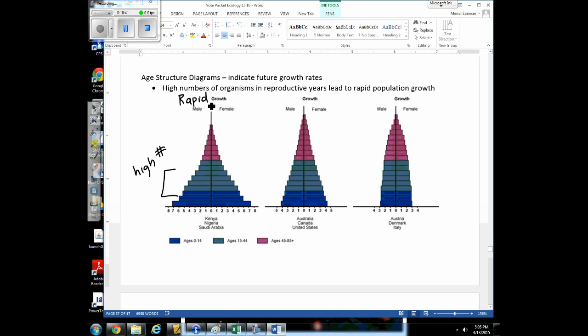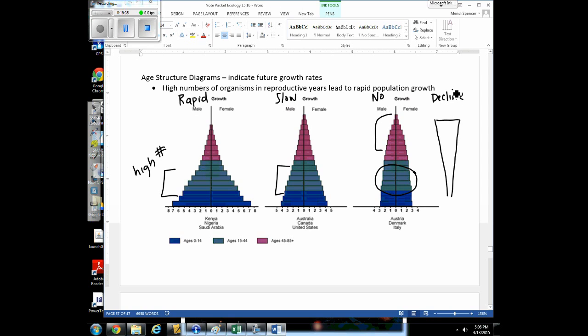Countries that have less than those initial countries showing rapid growth are going to have slow growth, but the major proportion of individuals is still in the younger years where they can reproduce. Here's a population that will show no growth over time, because the proportion of the population in the reproductive years is equal to the proportion reaching the end of their lives. You can also have age structure diagrams that show a population decline. If a greater proportion of the population is nearing the end of its lifespan, you'll see a population decline.